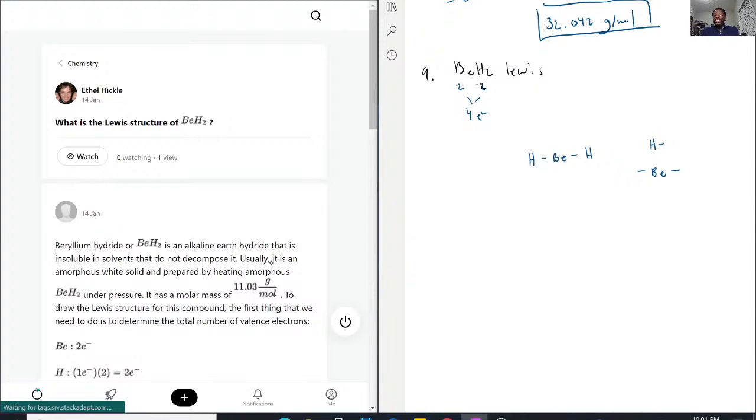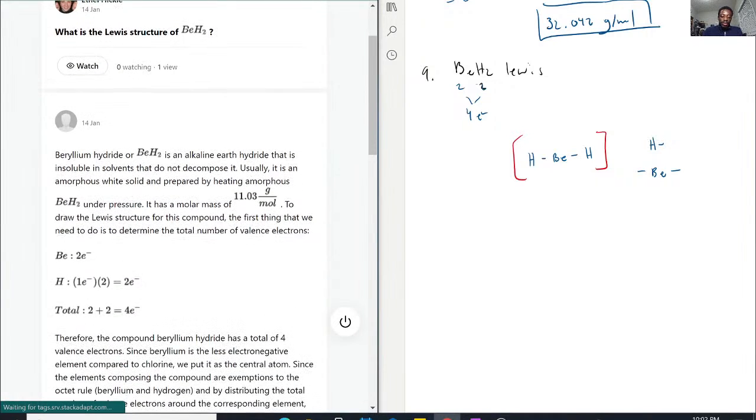When the net formal charge is 0, that is when you know that you made the right choice. And that's what we have here. Both net formal charges are 0, so this would be the beryllium hydride Lewis structure.